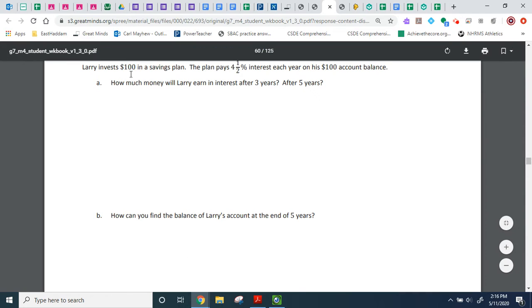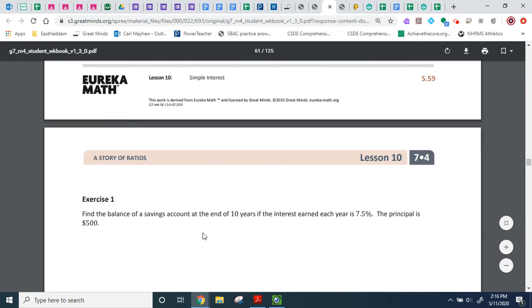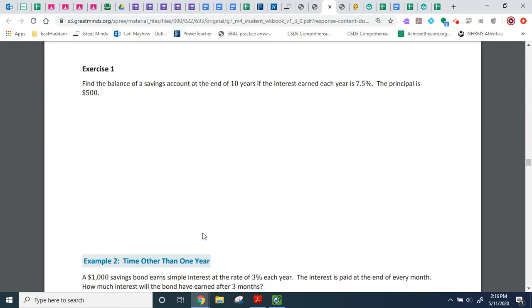So hopefully you're saying that, okay, there's $100 here, $22.50 more. That means he's going to have $122.50. So we're going to do one more exercise here, and then we'll talk about something that's a little bit different.